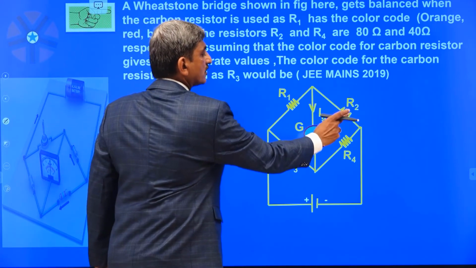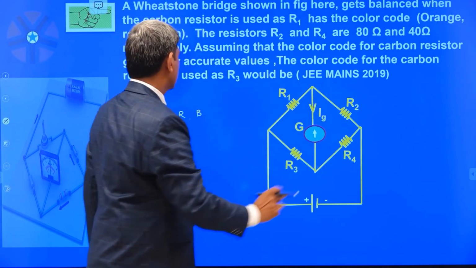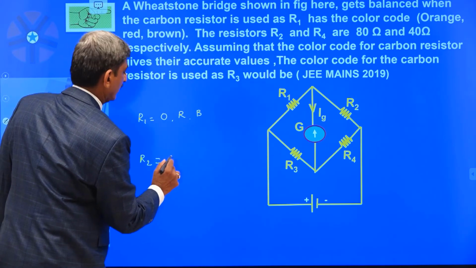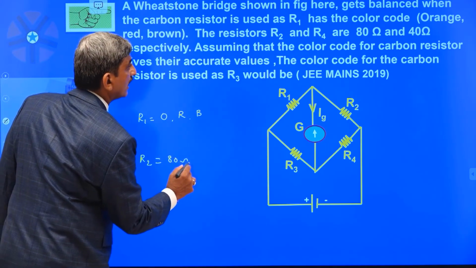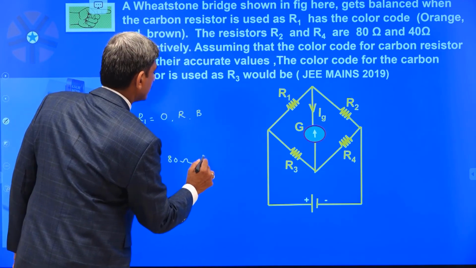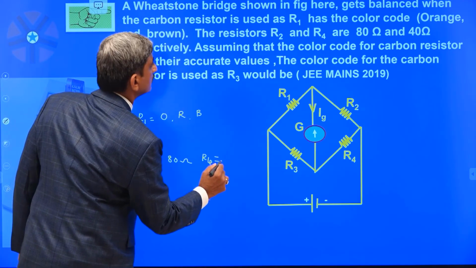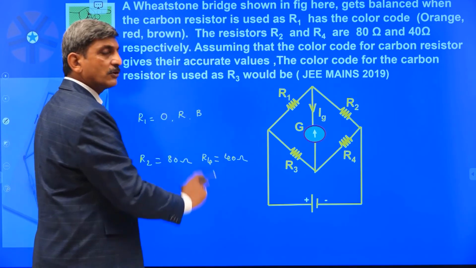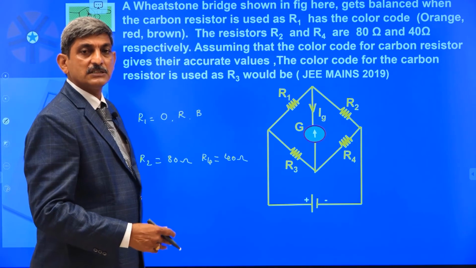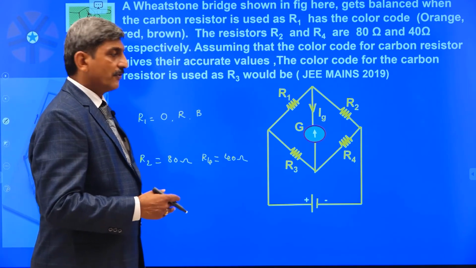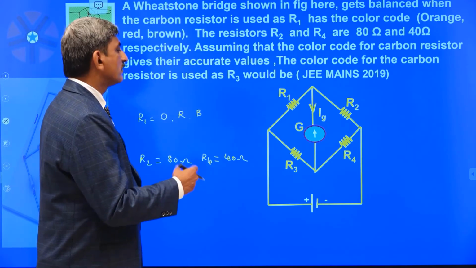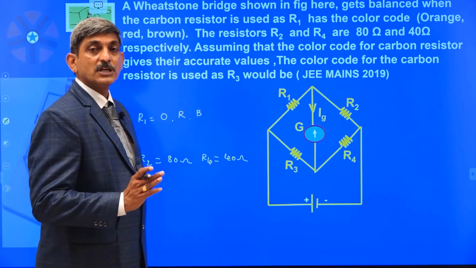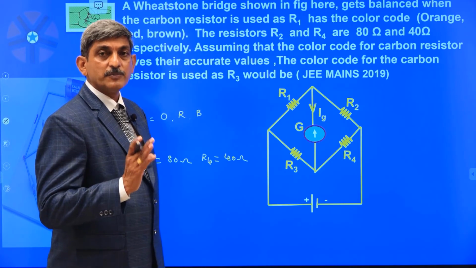Here R2, R4 values are given. R2 is equal to 80 ohms and R4 is equal to 40 ohms. The color code of R1 is given. We want to determine the color code of R3 resistance. So for that we should know the color coding procedure.